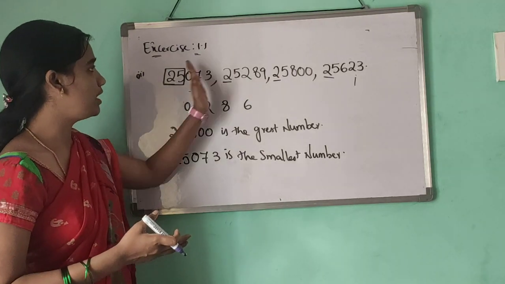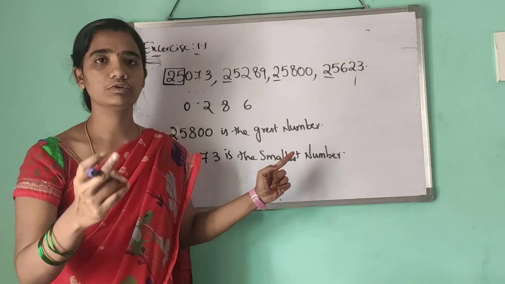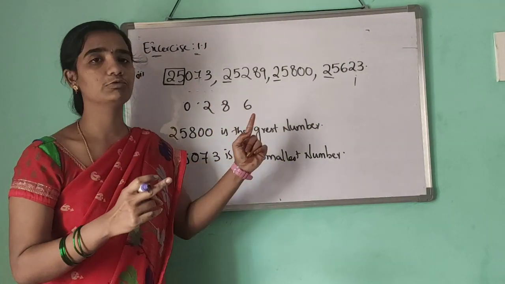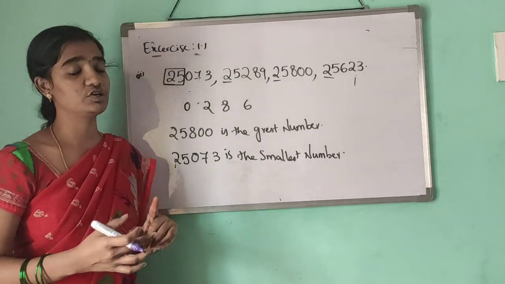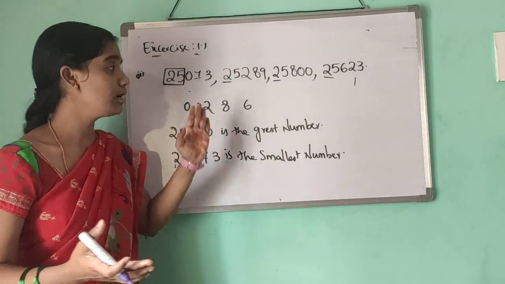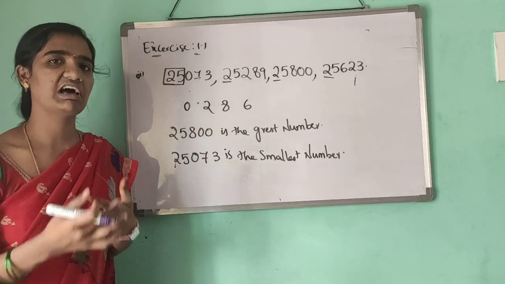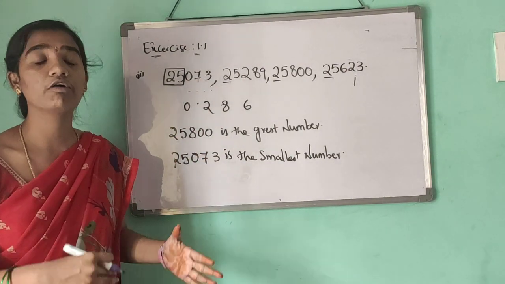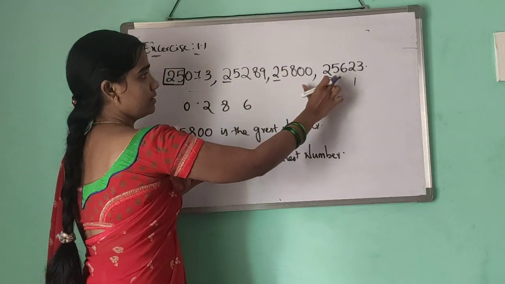We have to check all the 10,000 positions first. If all are equal, you have to move on. If the 10,000 positions are all the same, you have to move to the next position. If the next 1,000 position is also all equal, you have to move on to the 100 position. For example, if the 100 positions are also all the same numbers, what do we have to do? You have to move to the 10th place, among these 7, 8, 2.